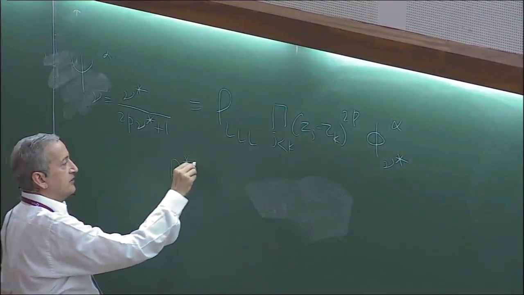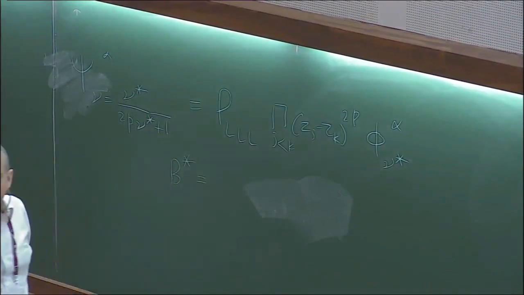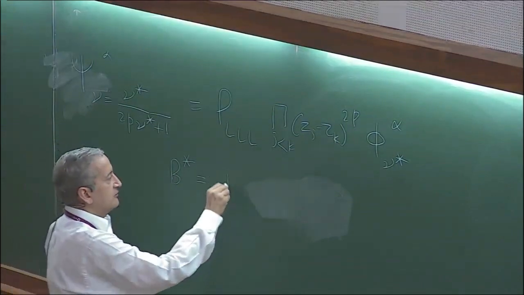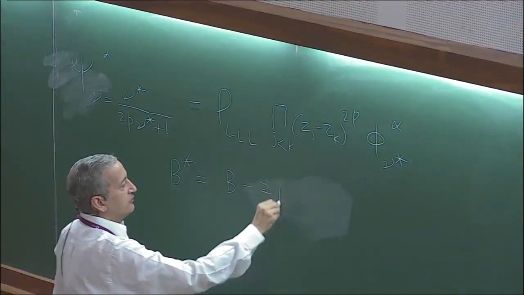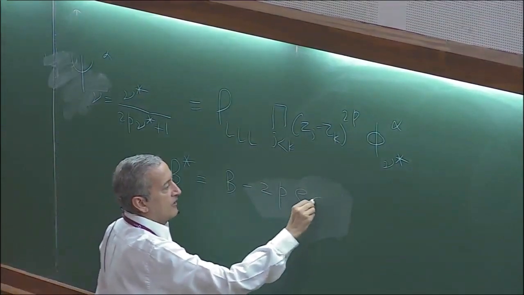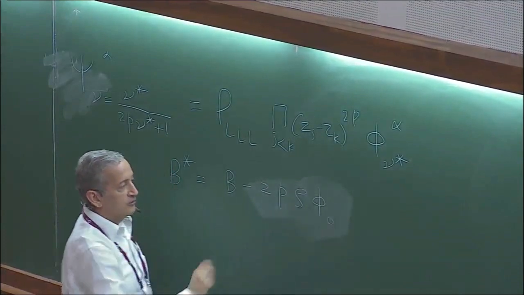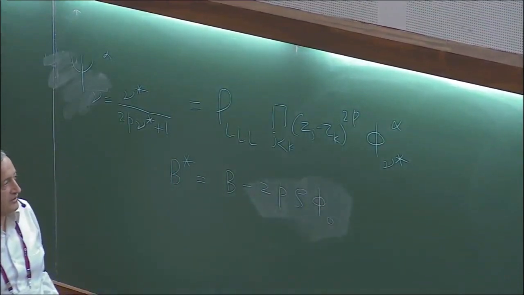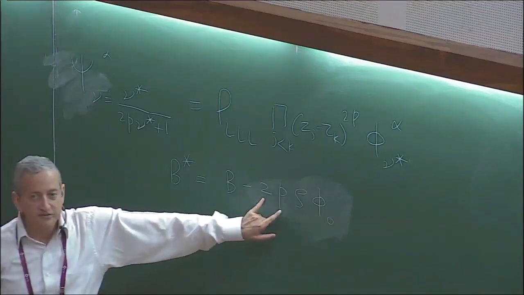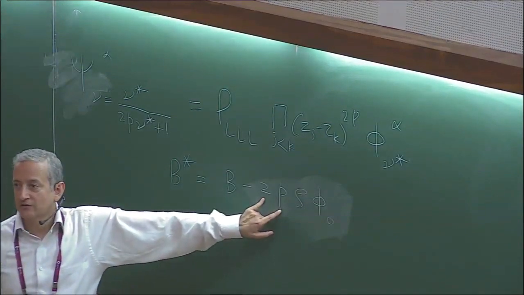And we gave this intuitive picture, and I will give you another derivation today, which says that composite fermions experience an effective magnetic field, which is equal to B minus 2p rho phi naught, where rho is the density, phi naught is the flux quantum, and 2p is the vorticity of composite fermions.